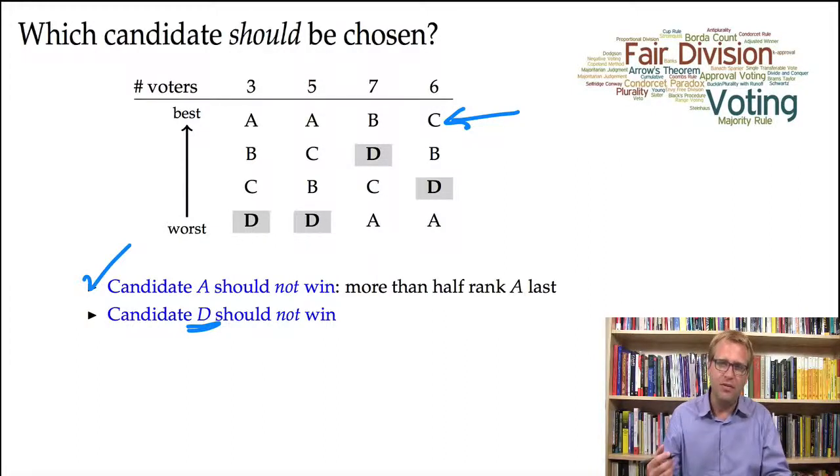But I believe there's a very nice argument why D should not be declared the winner. So take a moment and see if you can figure out why I think that D definitely should not be declared the winner.